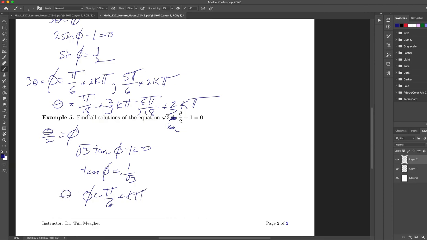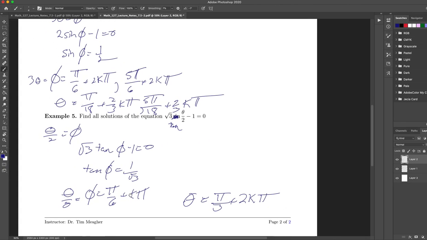But remember that's theta over 2. And so theta, then, we're just going to multiply everything by 2. So pi over 3 plus 2k pi. I'm just multiplying the 2 here and the 2 here to get theta. And so if you see these double angles or half angles or whatever, they're actually not all that bad. You just solve for phi instead of theta. And then once you get your answers for phi, you either multiply, as in this case, multiply everything by 2, or you divide.